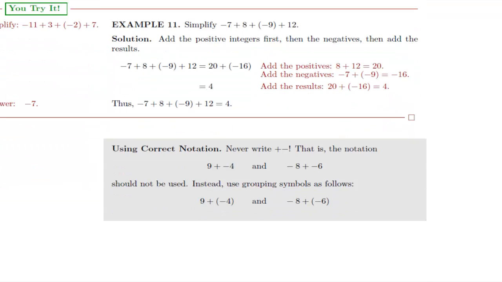Using correct notation, never write plus minus. That is, the notations 9 + -4 and -8 + -6 should not be used. Instead, use grouping symbols as follows: 9 + (-4), and -8 + (-6).